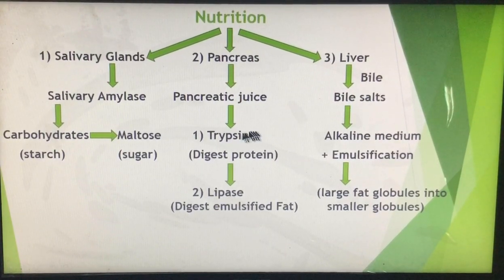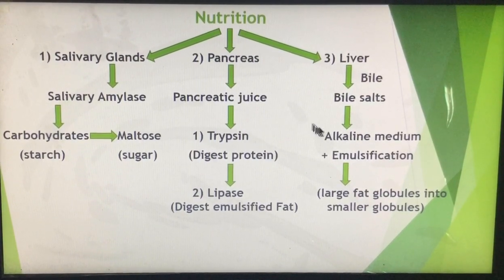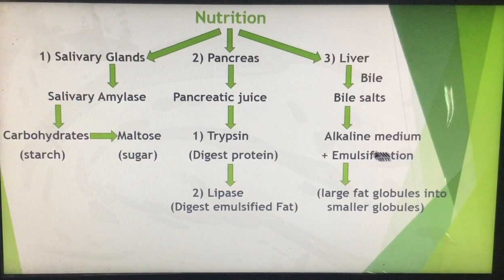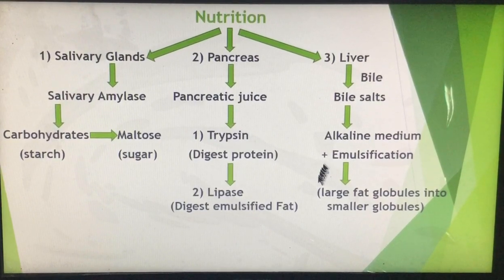I told you that trypsin can act on these proteins when the environment is alkaline. So how does the alkalinity come? With the help of bile. Plus another function of the bile salt is emulsification. Emulsification means that large fat globules or large fat droplets are converted into small globules.